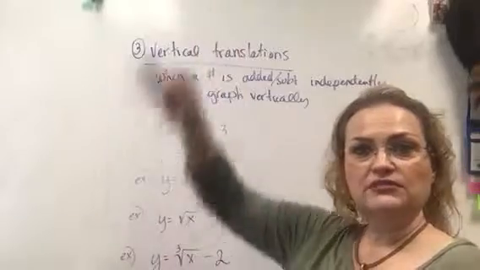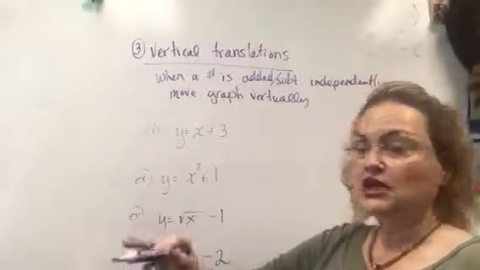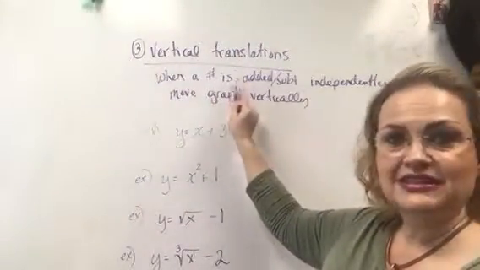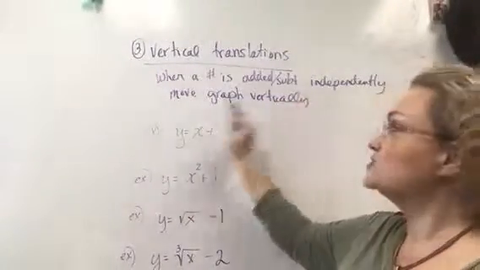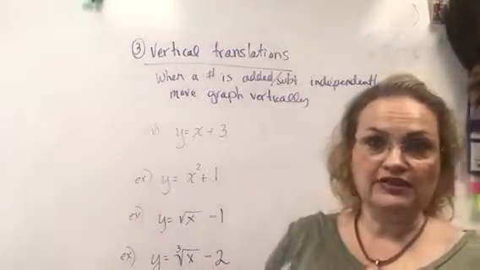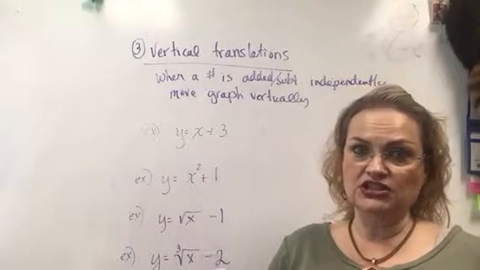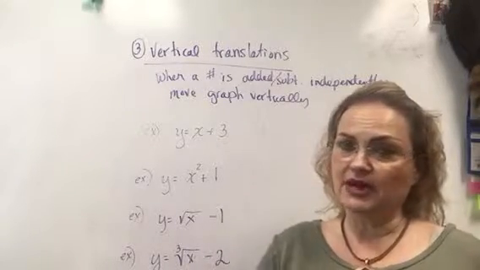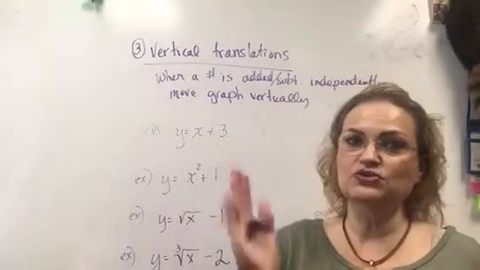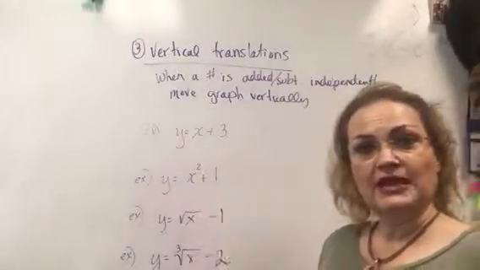So we know vertically, moving the graph up and down. So when a number, a constant, is added or subtracted individually, you will move the graph vertically that many places. And you do it exactly how many places it says. You do not change the sign, which will sometimes come up in our next rule. But on this rule, you do what it says. So look at my examples with me.